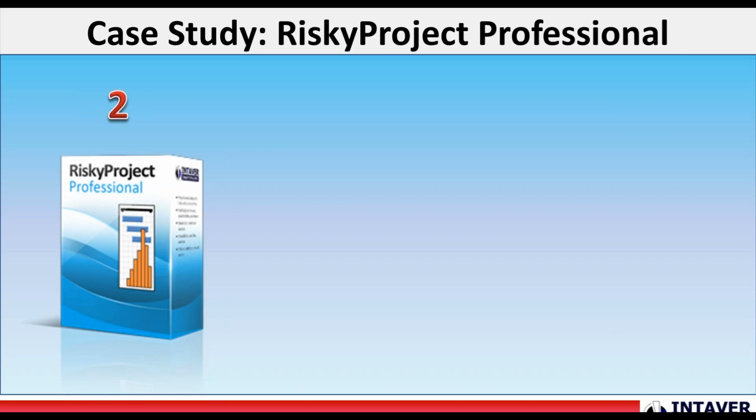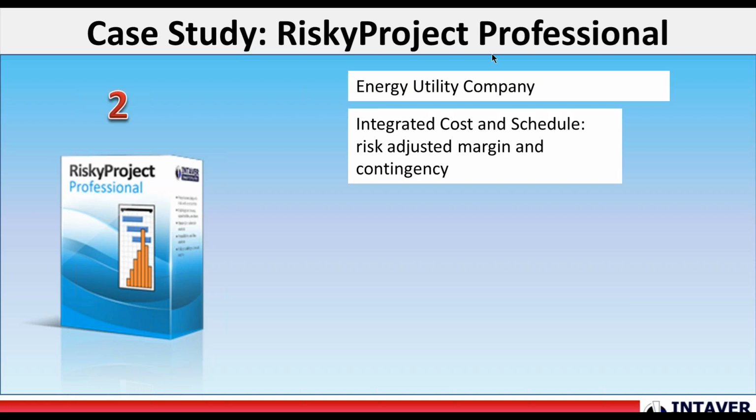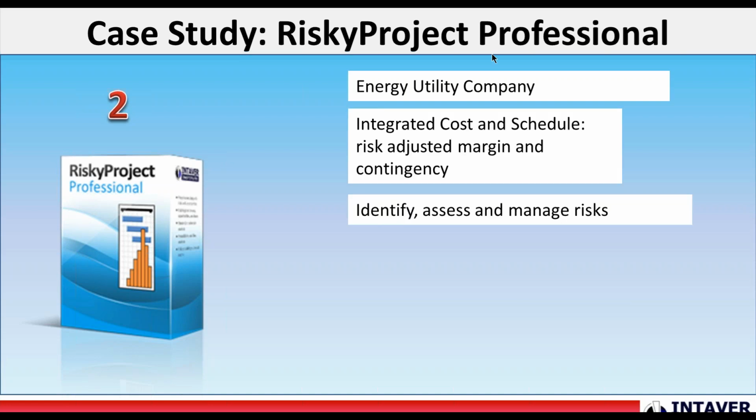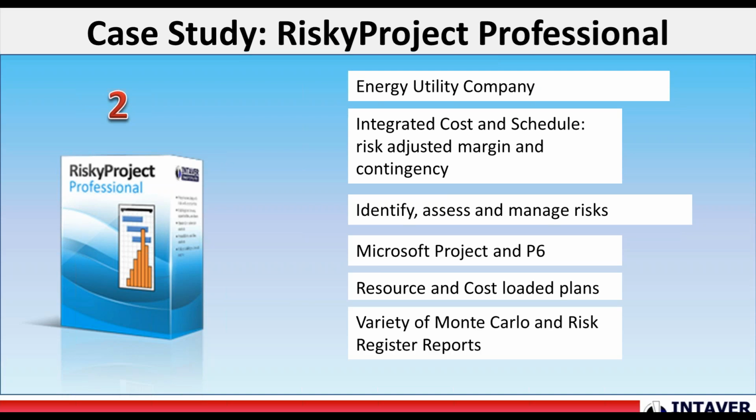Now, this one is the RiskyProject Professional. So this is an energy utility company. They are doing integrated cost and schedule. What they're trying to develop is a risk-adjusted schedule margin and cost contingency. They're also going to identify, assess, and manage risks.